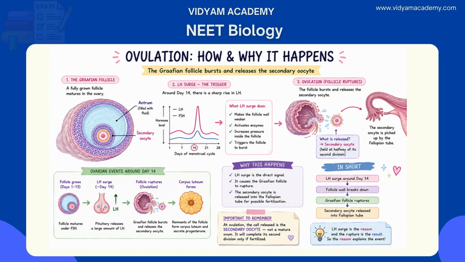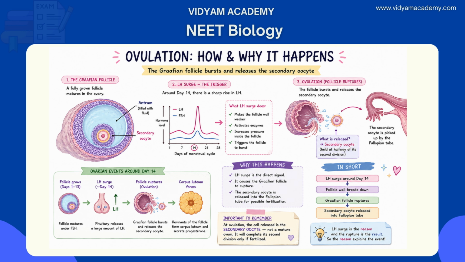Reason R is also true because the LH, luteinizing hormone, surge that peaks around day 14 is the direct hormonal trigger that causes the follicle wall to break down, releasing a secondary oocyte, not a primary oocyte and not a mature ovum, because meiosis 2 only completes if and when a sperm fertilizes it. If both A and R were true but unrelated, option B would apply, but here the connection is direct and causal, confirming option A. So assertion A is correctly explained by R.